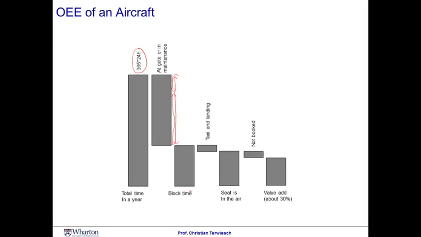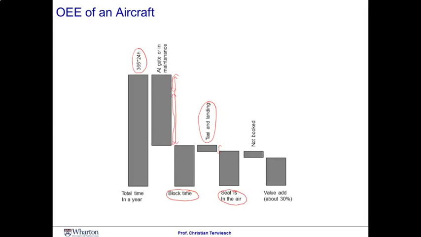This leaves us with an amount of time that is typically referred to as block time. This is the time that the plane is actually moving. But moving includes taxi and landing, not, at least from the customer's perspective, necessarily value add. After subtracting this other 10% of the time typically that an aircraft is in taxi and landing, we get the time that the seat is in the air.